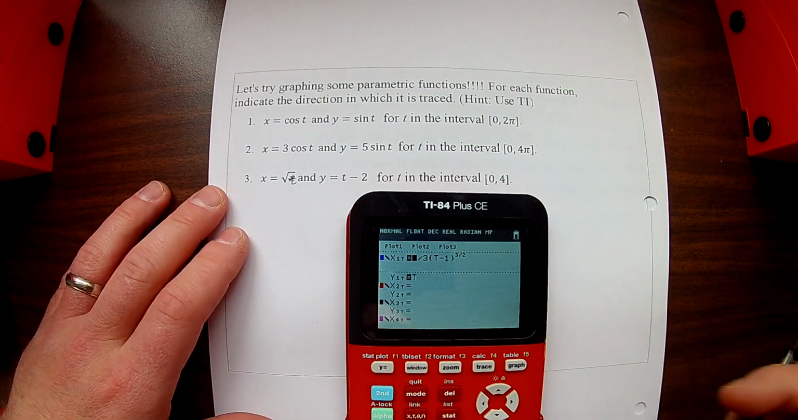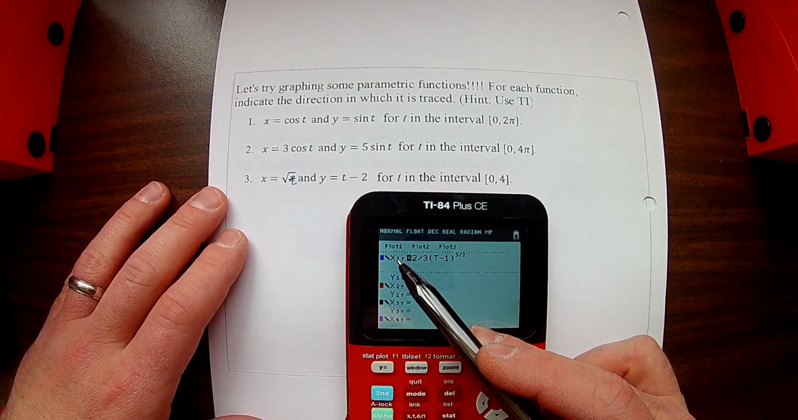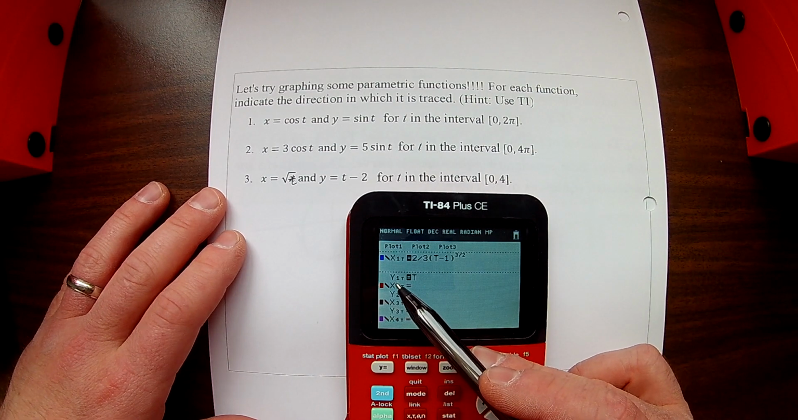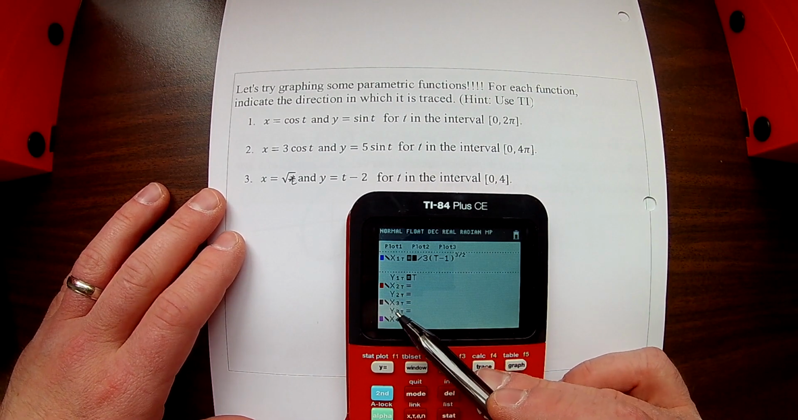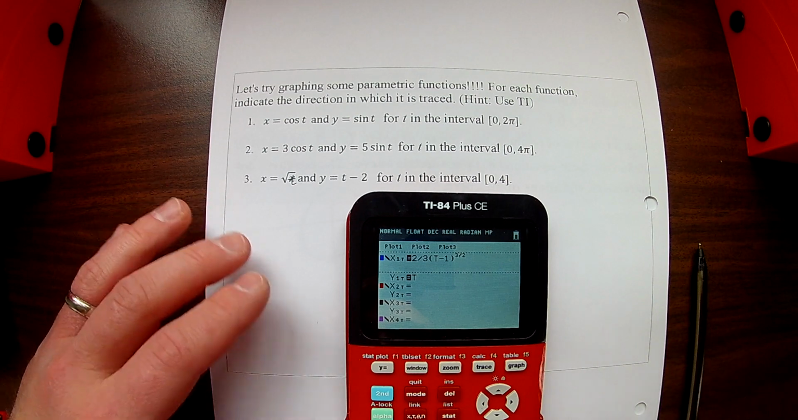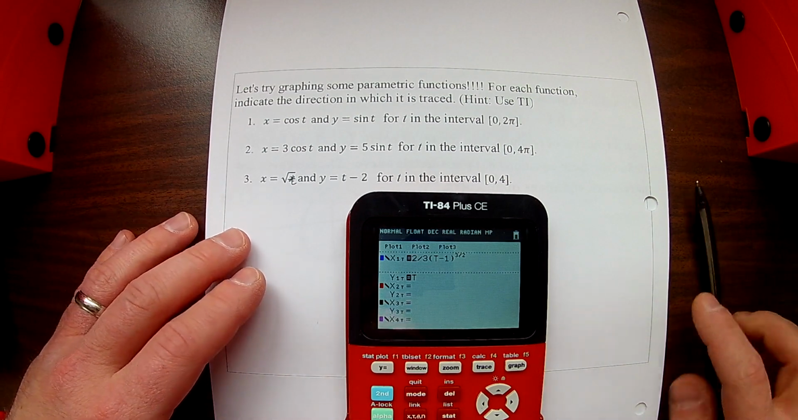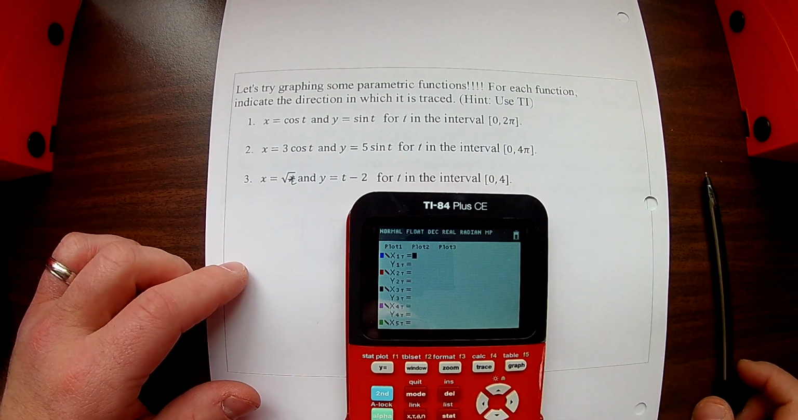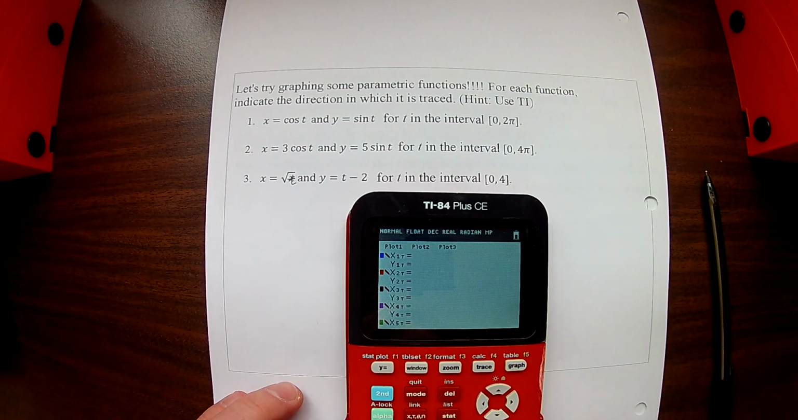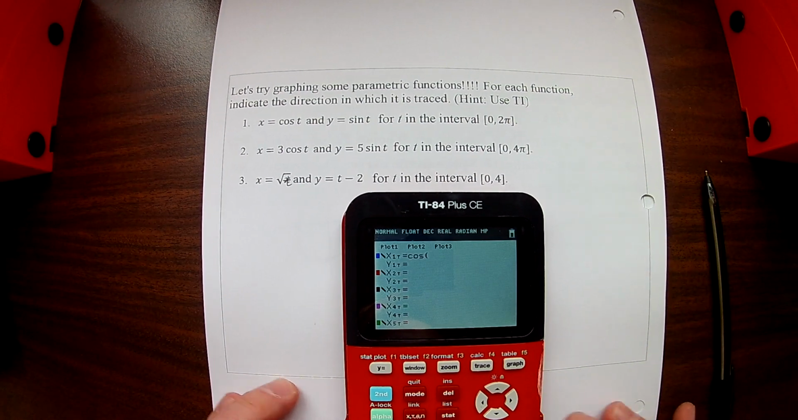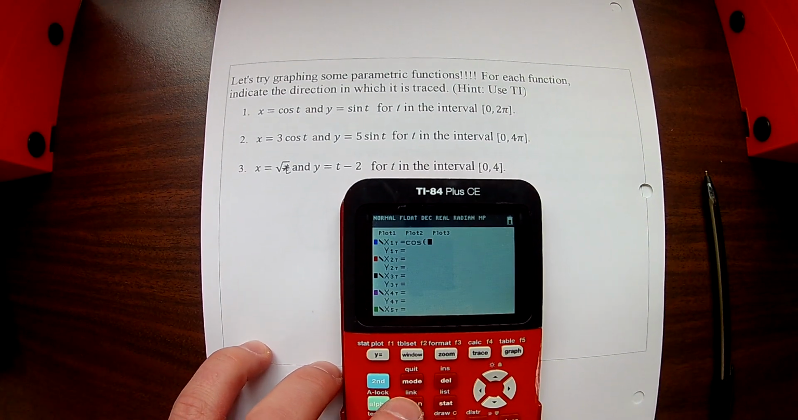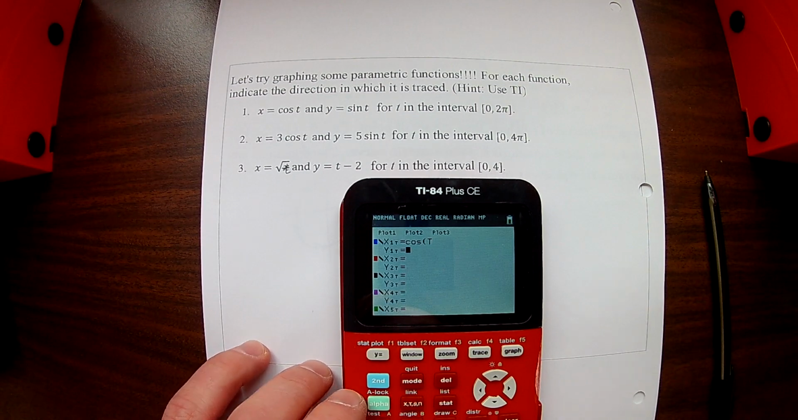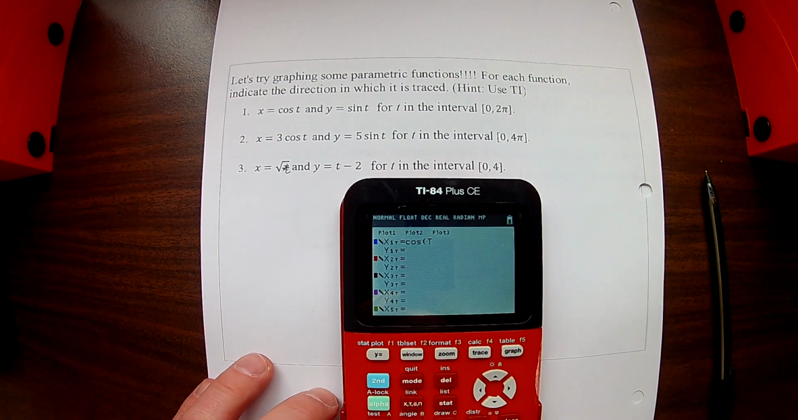When you hit the y equals menu, you're going to see you now have x1t, y1t, x2t, y2t, etc. In order to graph this function, all you really have to do is type in where it says x equals cosine of t and y equals sine of t. Nice little life hack here: this isn't actually the x button. This is the independent variable button, so you can push that and you get cosine of t. That way you don't have to hit alpha t for it.